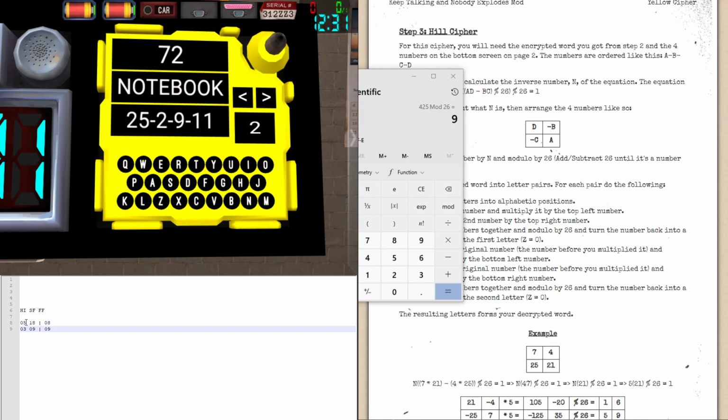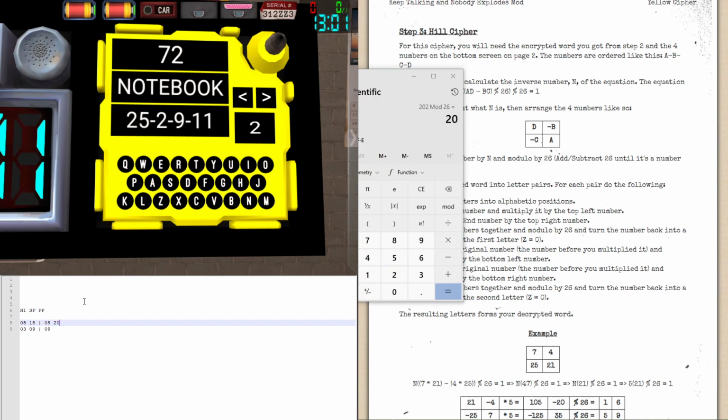Then what we do, and I'll place some braces here, we're going to multiply our top left number by the top number, so 5 times 8, and then we're going to sum this up with the top right number, which is 18, multiplied by our bottom number, which is 9, in this case right here, and that will give us a number of 202. And then we're going to modulo this by 26, and that gives us 20.